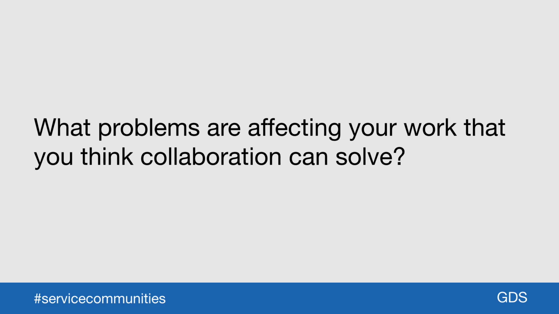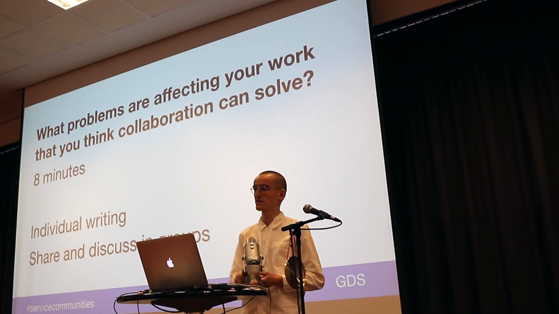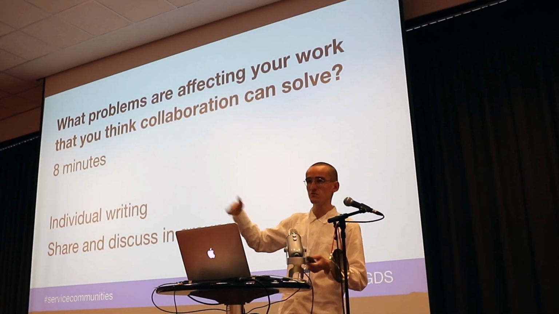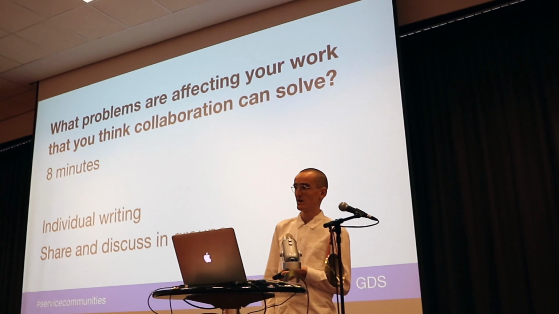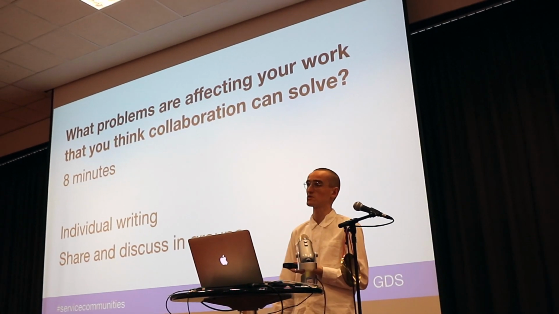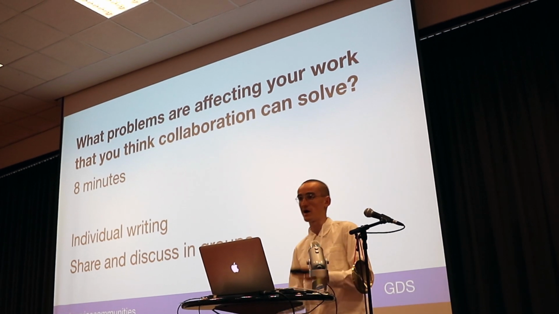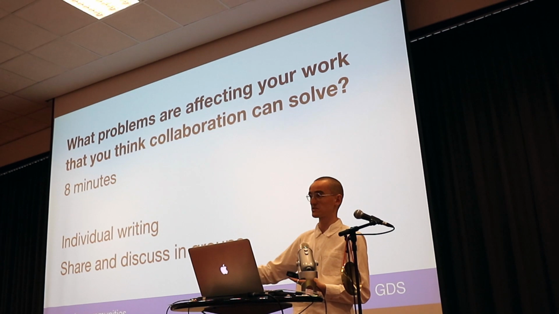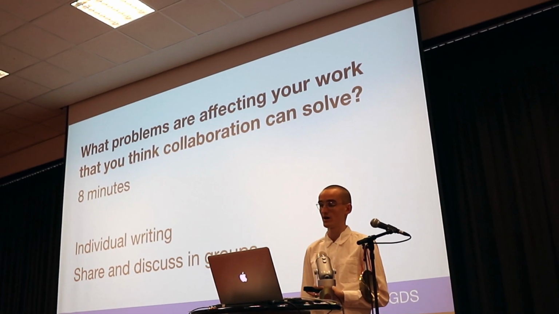So this is the question we want you to think about. This is question number 1, which is: what problems are affecting your work that you think collaboration can solve? What we often see is that people come to us with problems that are quite surface level, like, for example, a particular page in a process doesn't work, it doesn't make sense. And what we do in that instance is we ask them why. Why is that a thing? What is caused by it? What has caused this particular problem?